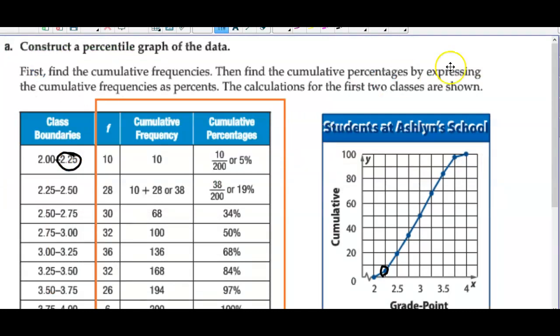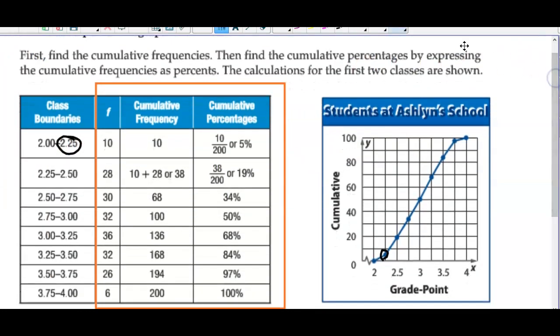So here's the information from Ashland School. There were 10 students in this lowest group. So that was 10 out of the 200 students, or 5%, had below a 2.25. So you go over to 2.25 and they put it at 5%, the dot. Then you have to add these two together. So the cumulative frequency up to 2.5 was 38 students. And 38 out of 200 is 19%. So below a 2.5 was 19%. That's where that dot came from.